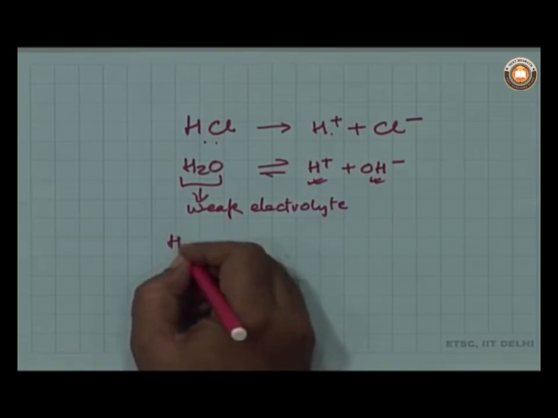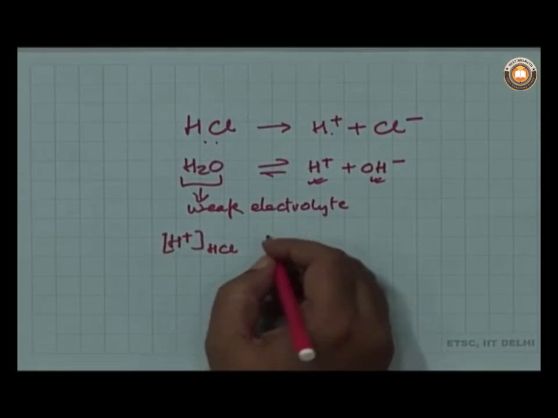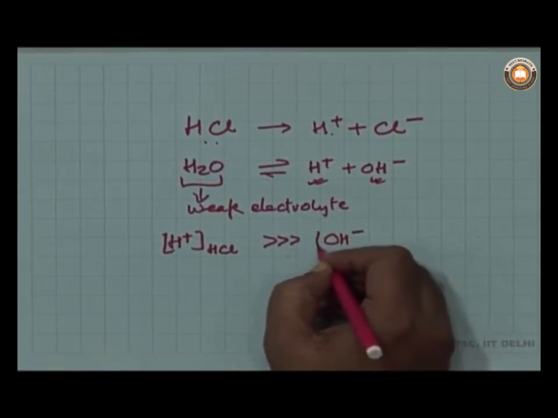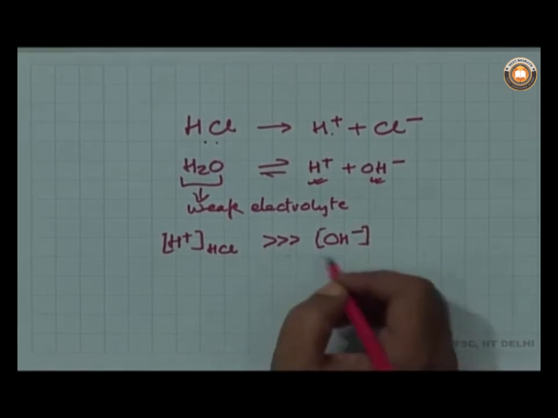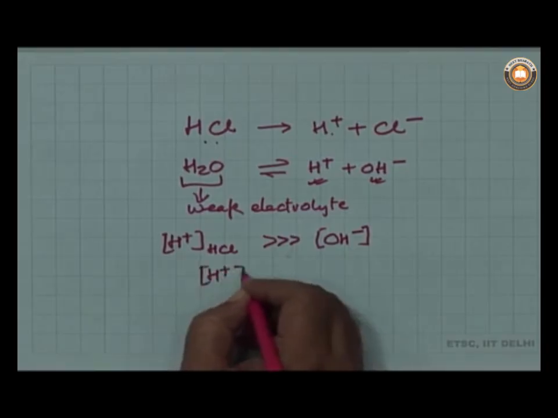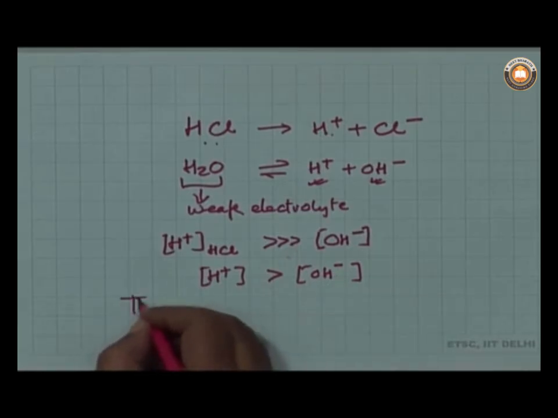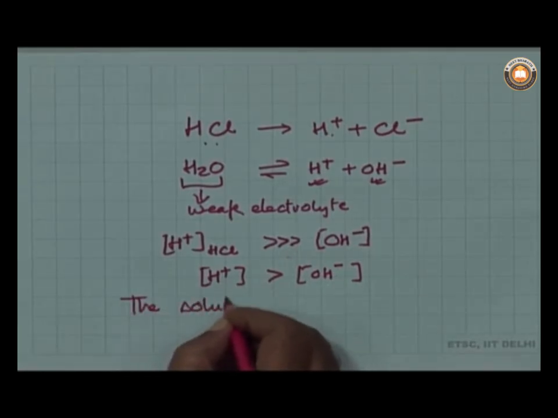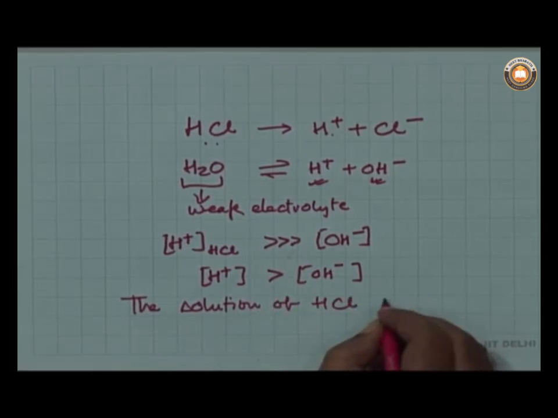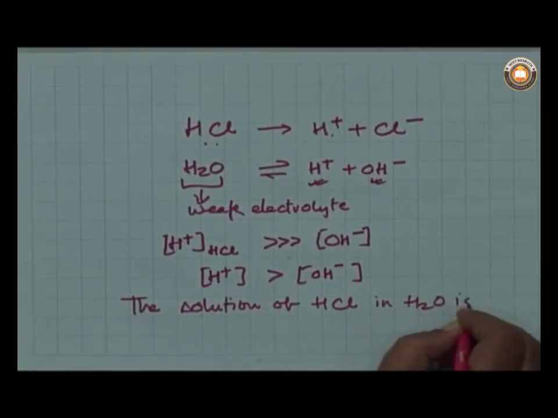So, H plus from HCl is generally quite greater than OH minus ion concentration. Since H plus ion concentration is greater than OH minus ion concentration, the solution of HCl in water is acidic.